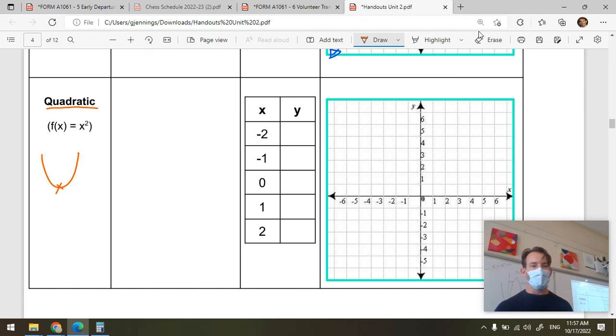What is 0 squared? 0. So let's put that 0, 0 on there. And then 1, it squares to? 1. What is negative 1 squared? 1. What is negative 2 squared? 4. And what is 2 squared? 4. Good. So put all these points on your table of values.